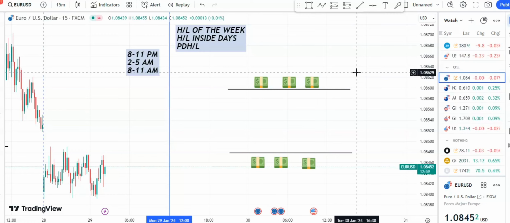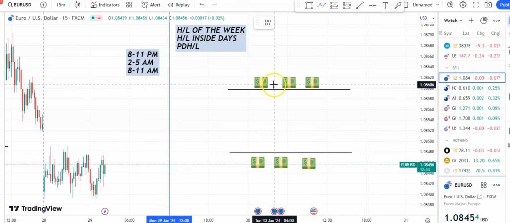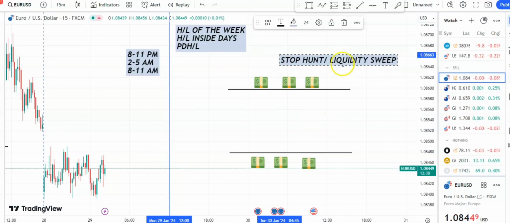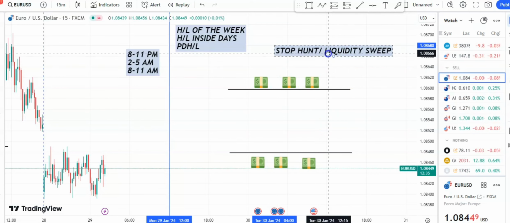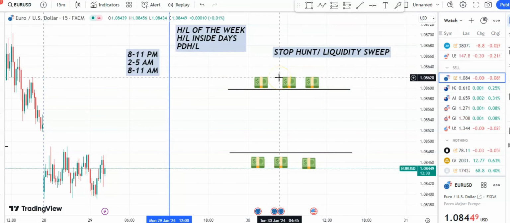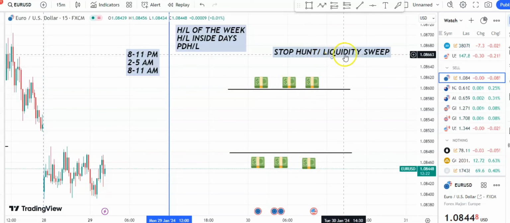The next thing is understanding liquidity sweeps. We can call them stop hunts or whatever, so let's call it a stop hunt or liquidity sweep. So what exactly is this? I'm sure some of you have gotten into trades at the high, and then price comes back, stops you out, and then moves in the direction of your trade. That is what we call a stop hunt or a liquidity sweep.